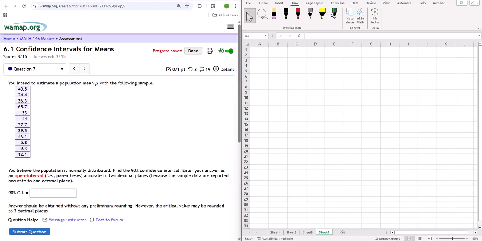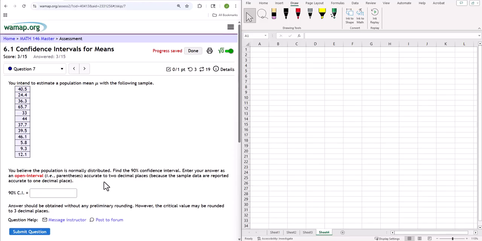Right, we're back working on confidence intervals for means. And this is question 7. It says you intend to estimate a population mean, mu, with the following sample. Here's our sample. You believe the population is normally distributed with, find the 90% confidence interval.